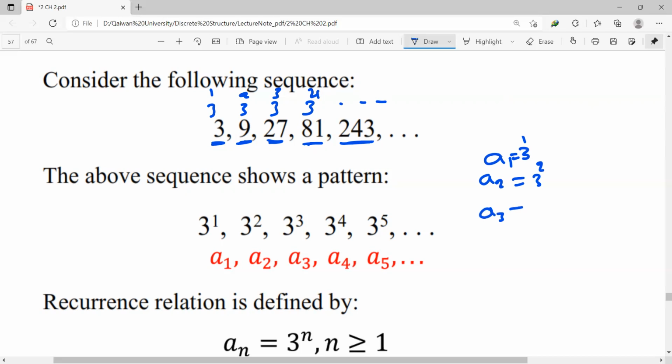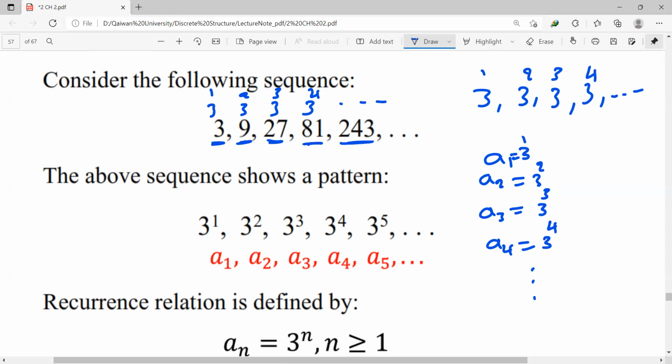A3 equals 3 to the power 3. A4 equals 3 to the power 4, and so on. Okay, that means here we have 3 to the power 1, 3 to the power 2, 3 to the power 3, 3 to the power 4, and so on.